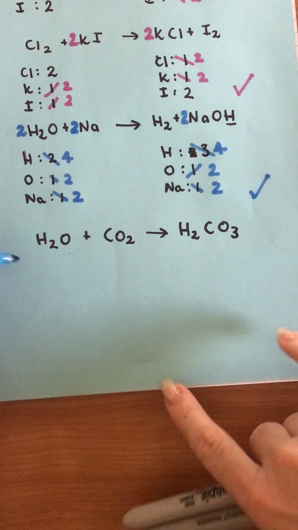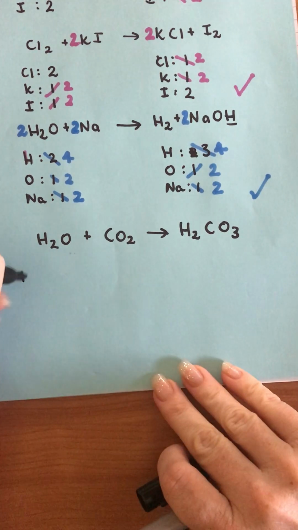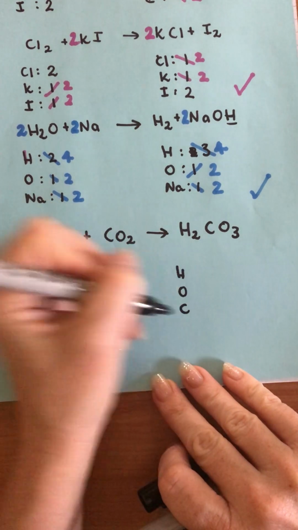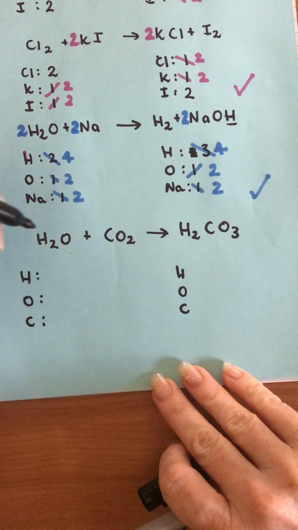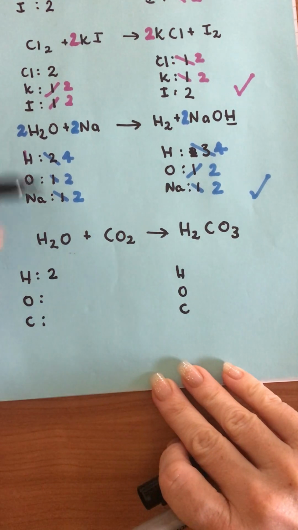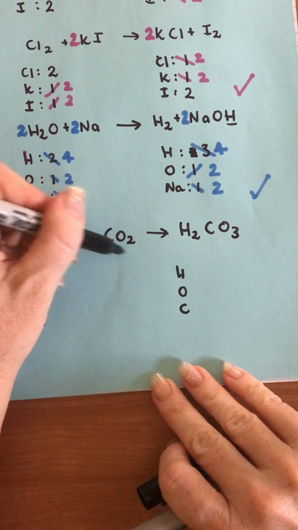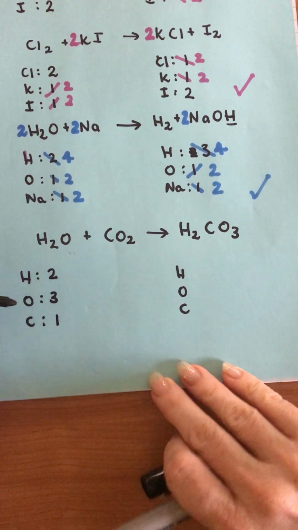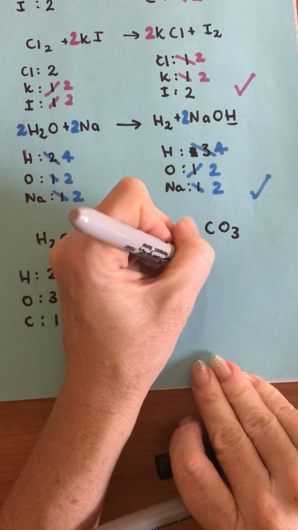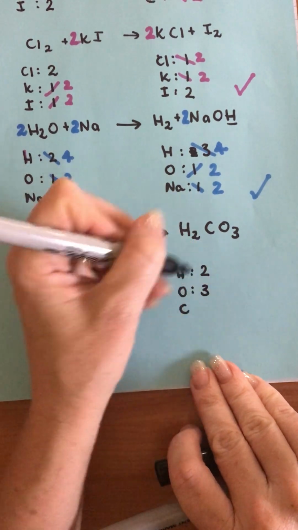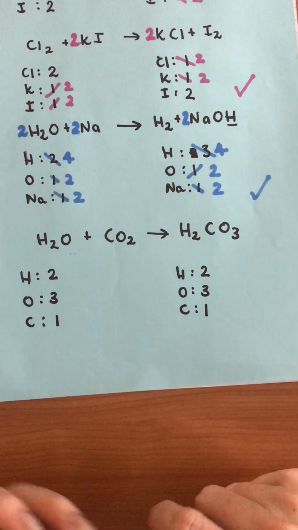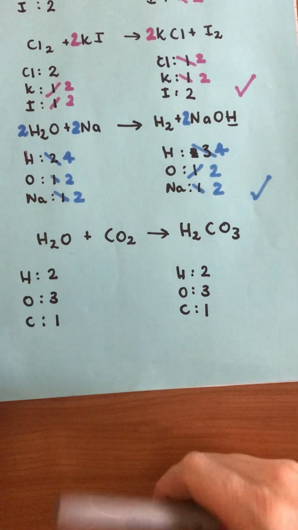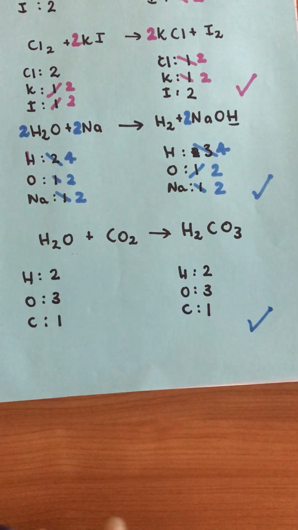Last one here we've got hydrogen, oxygen, and carbon. So hydrogens we've got 2, oxygen we've got 1 here, and another 2 there, so I've got 3 altogether, and carbon I've got 1. Here I've got hydrogen 2, I've got 3 oxygen, and I've got 1 carbon. So looking down my list, 2, 3, 1, 2, 3, 1, it's already balanced, so it is done.